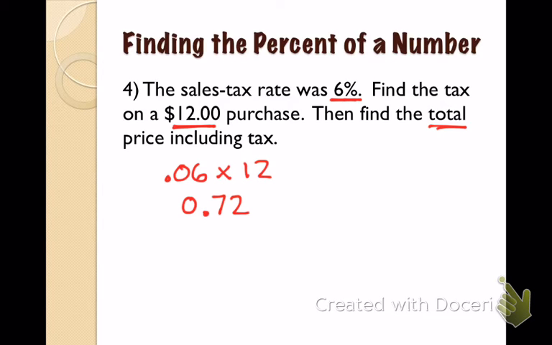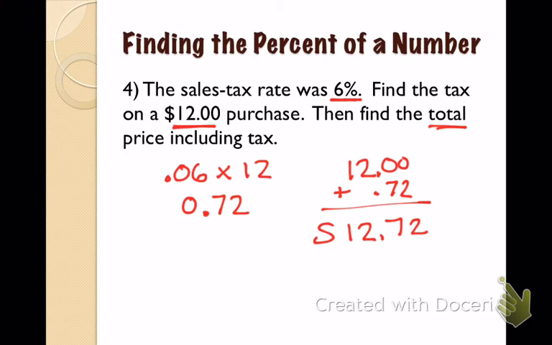So if my item was $12, I'm going to add 72 cents to it. I'm going to make sure I line this up nicely. So that would be $12.72. I'm sure most of you could have done it mentally without having to write it out, but I want to make sure you have it in front of you to see it. All right, let's go ahead and move on to the next problem.